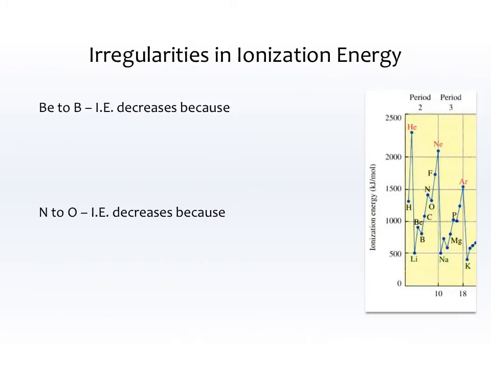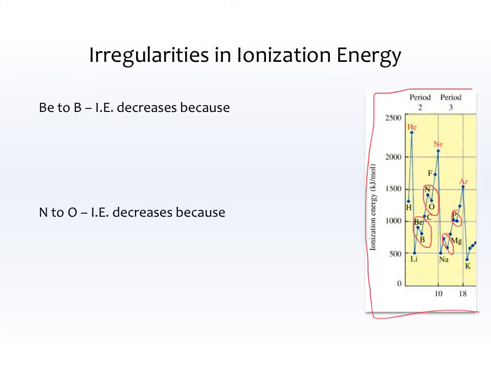So I've zoomed in on just the first 3 periods of that previous slide from helium down to argon. And notice that from Be to B, from beryllium to boron, the ionization energy decreases. And again, it happens from nitrogen to oxygen. You'll see it here from magnesium to aluminum, and again from phosphorus to sulfur. So let's talk about why that happens.